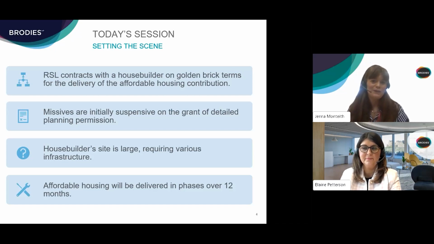So what I will do first of all is set the scene in the way that I would set the scene for Elaine, and I'm just going to assume some facts and circumstances here, broadly representing a typical affordable housing site delivery arrangement as between an RSL and a house builder. So what I have in mind here is a scenario where an RSL has contracted with a house builder on golden brick terms for the delivery of the affordable housing contribution on a house builder's larger site.